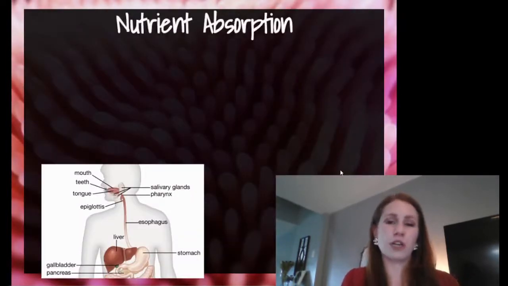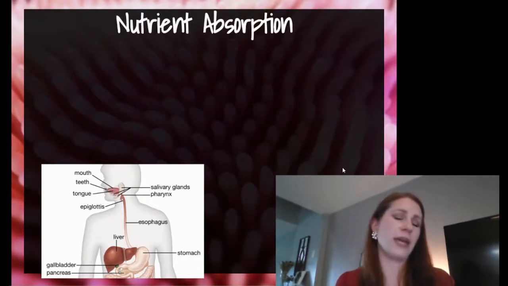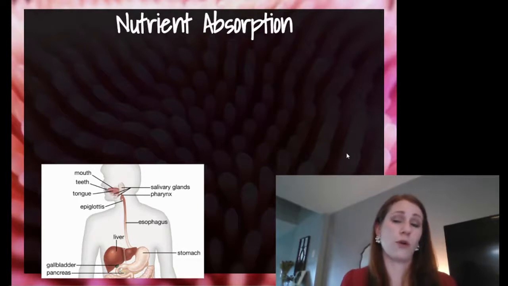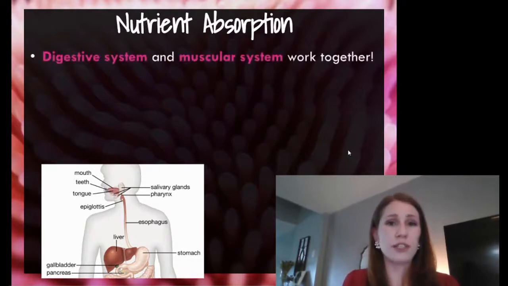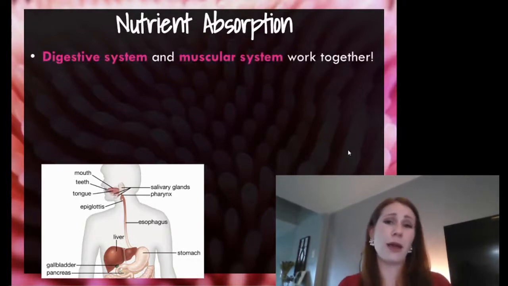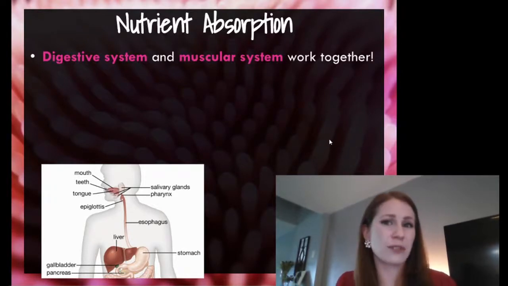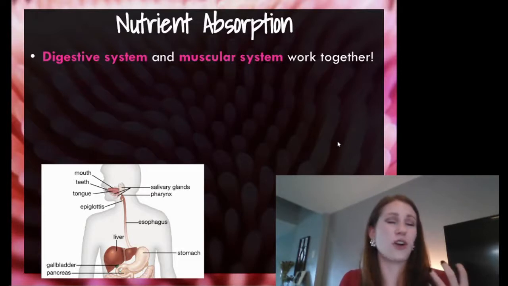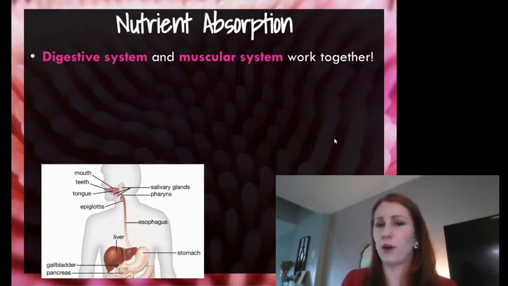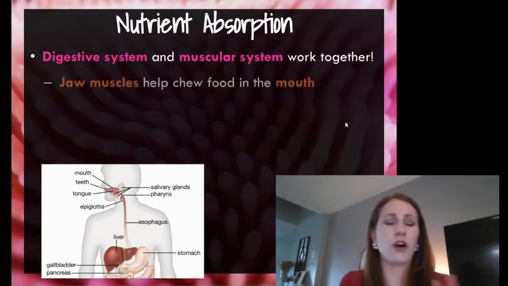When we talk about nutrient absorption, we're talking about how we get energy from the things that we eat. So it's not only the absorption, but then it's the circulation and the usage of those molecules that we are going to be using for energy. The digestive system and the muscular system are the two major players when we talk about nutrient absorption. They work together every single step of the way, because as soon as you start eating, you instantly are chewing or swallowing your food, which involves the muscular system. So they are super entwined with this process.